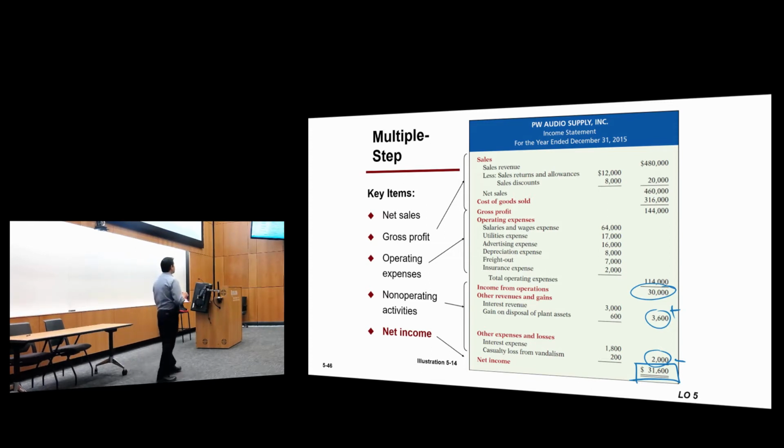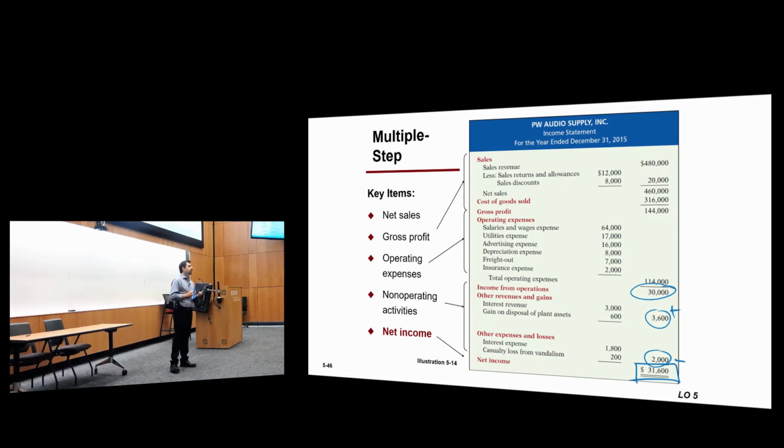So instead of just listing all revenue and all expenses, which will tell you about the profitability of the company, you will end up with the same number. You will end up with the same net income or net loss. But it's the intermediate information, the information that is in between, that is not given in a single step income statement. For example, what's the gross profit rate? What are the other revenues and expenses, etc.